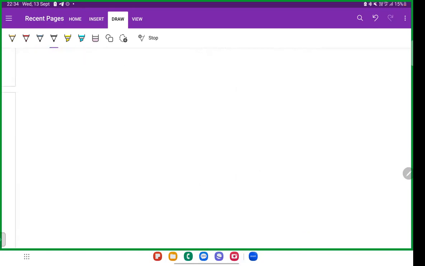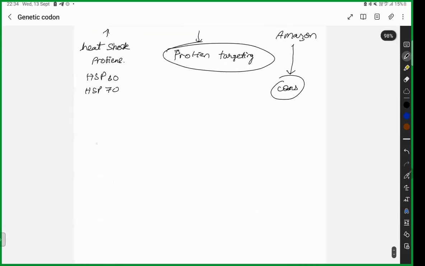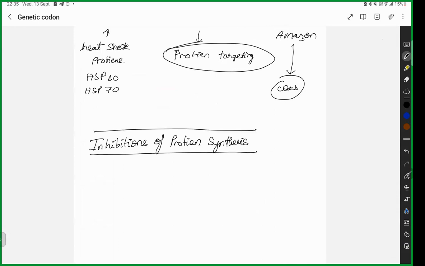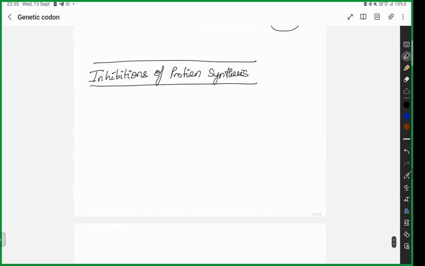I'll just put a table. I'll just write it down. You just copy it down. So what happens? Now we are going to talk about inhibitions of protein synthesis. Okay, inhibitions of protein synthesis, guys, remember. So first let's talk about the prokaryotes and then we will talk about the eukaryotes.